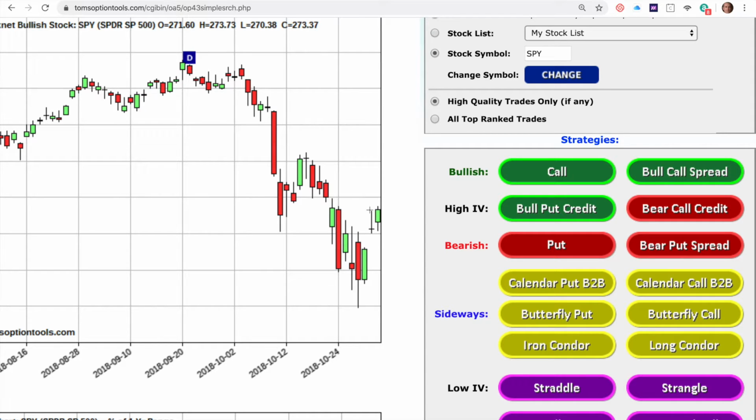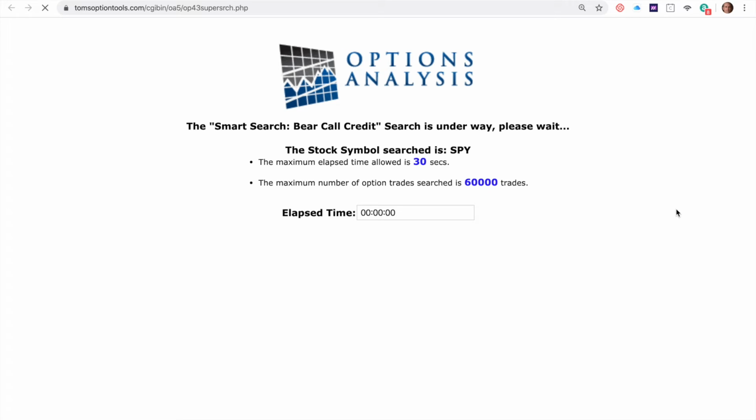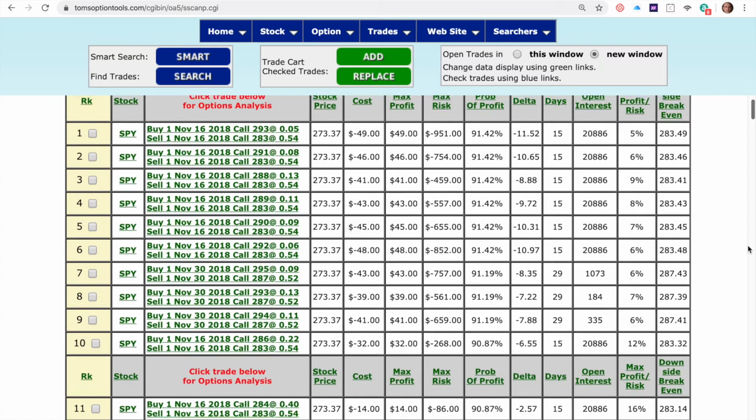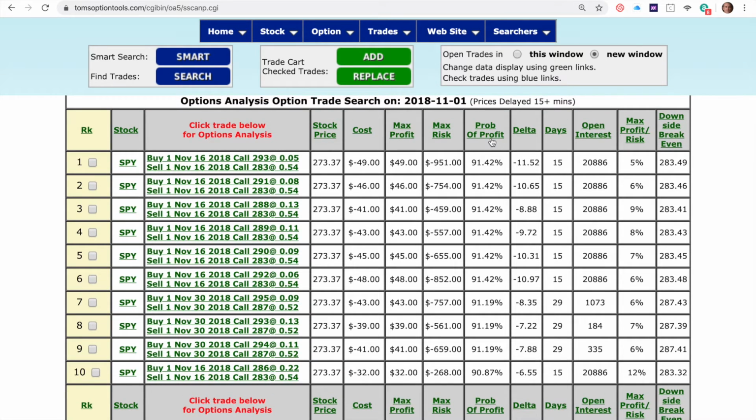I was anticipating further downside, and now I'm looking at high IV. Instead of going for a bearish put or a bear put spread, because the implied volatility is high, I'm going to select bear call credit. Here's what's come back. You'll notice we have probability of profit shown. The first one on the list offers a 91% probability of profit, but only the ability to make 5%.